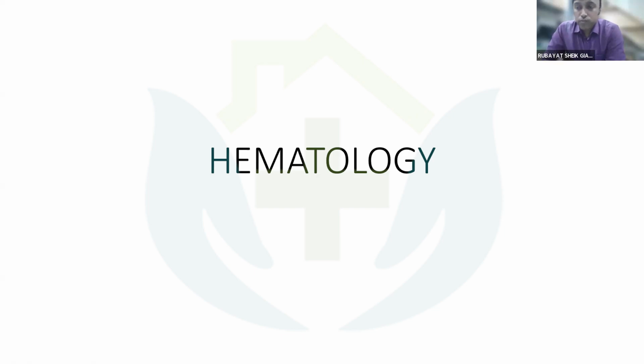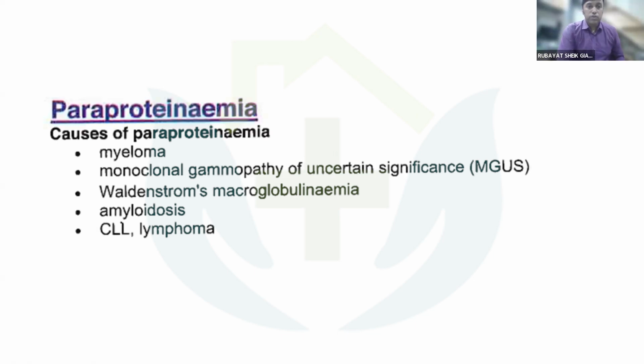I will discuss two important diseases, which are MRCP favorite topics. Basically, I will be discussing multiple myeloma and Waldenstrom's macroglobulinemia. We know that there are some conditions where abnormal amounts of proteins are formed. They are called paraproteinemias, right? We all know multiple myeloma. We all know MGUS, monoclonal gammopathy of uncertain significance, Waldenstrom's macroglobulinemia. These are important topics for MRCP hematology, especially.